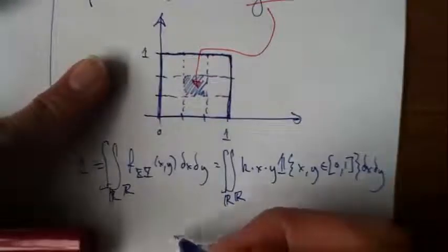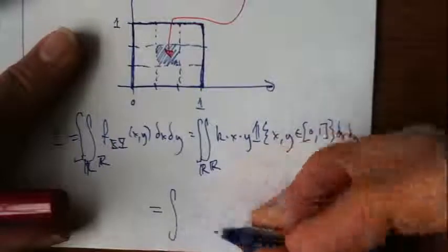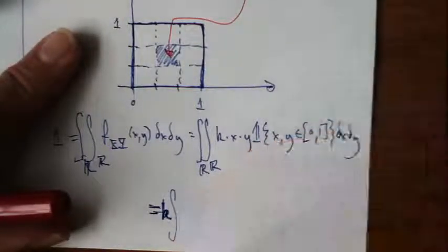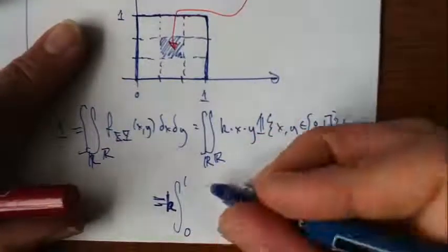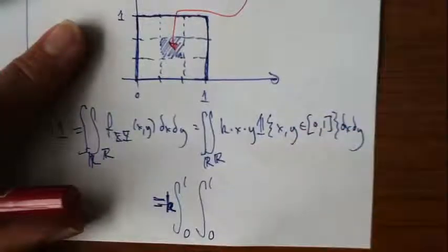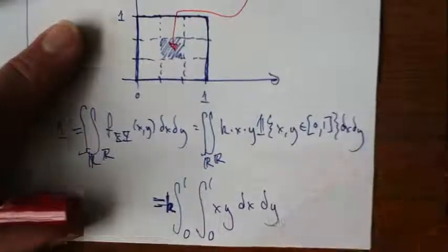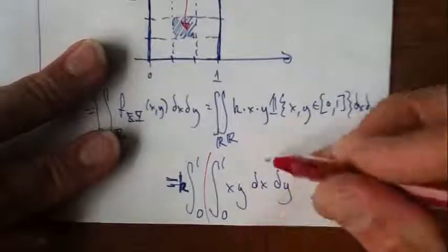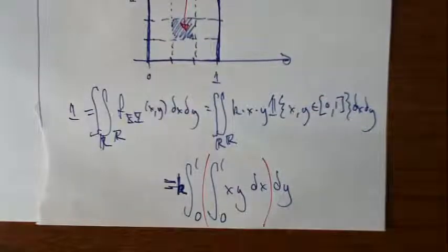But now this indicator function really tells me how to write the limits there, right? By the way, I can pull the k all the way out because it's constant with respect to both x and y. So I can write it like this. And remember what this means: it means to do this integral first. I'm going to use some red parentheses there. They're not absolutely necessary, but they help us to see what's going on.